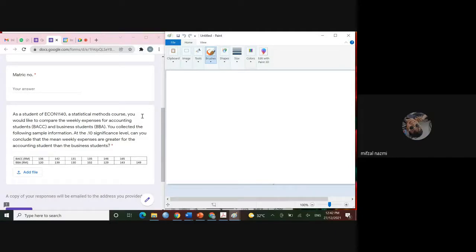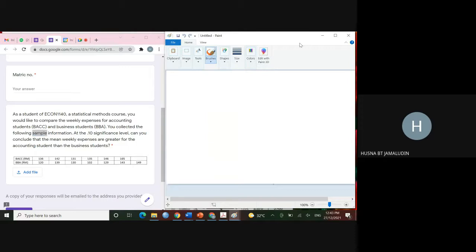Independent, because accounting students and BBA students are not the same students. In your earlier question, you were talking about the same items, but then you had the intervention, which is the program. That's why you had different values. Here you are talking about different students, so it is independent. Is it Z or T? T, because you are talking about a sample.